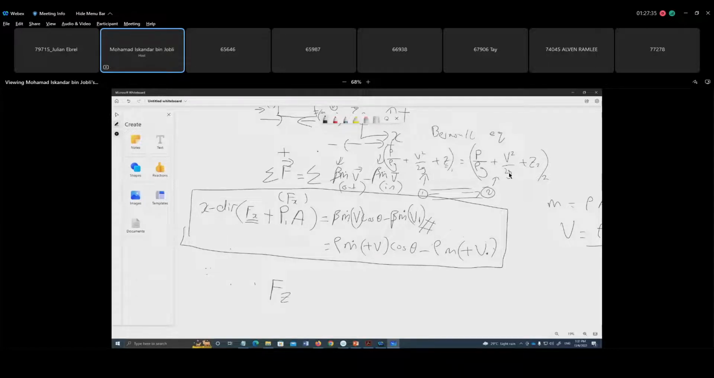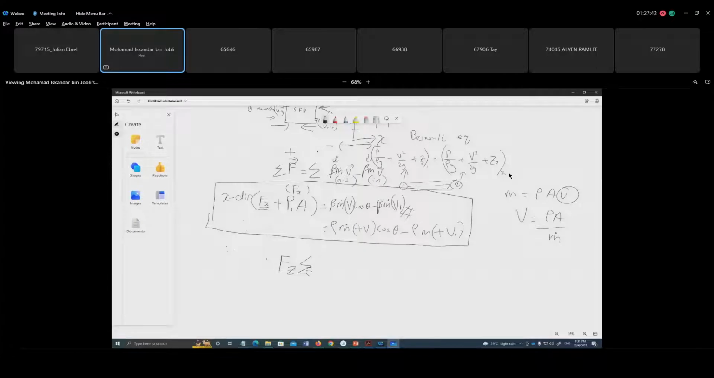F in the z direction is equivalent to the sum of something similar: rho m V out minus rho m V in. Same thing, right? This is what you do.